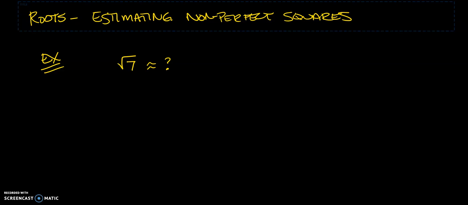All right, class, as we continue to work with roots, we're going to be trying in this video to learn how to estimate non-perfect squares. Now, I've emphasized memorizing your perfect squares, where you know the square root of 4 is 2, the square root of 9 is 3, the square root of 16 is 4, and so on. Even some of your perfect cubes, the cube root of 8 is 2, the cube root of 27 is 3.